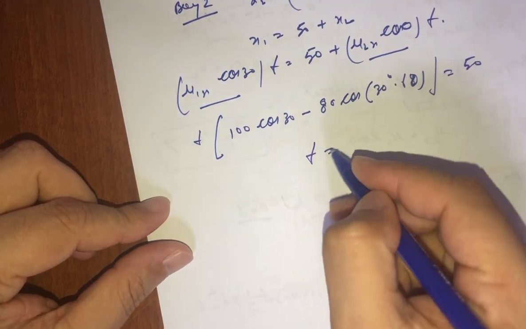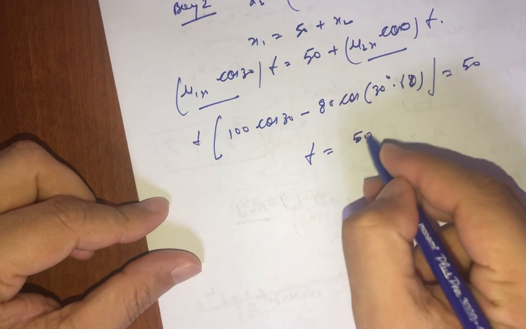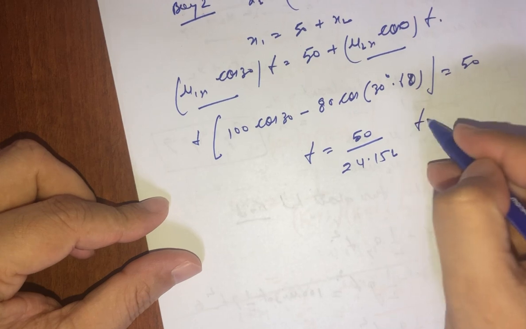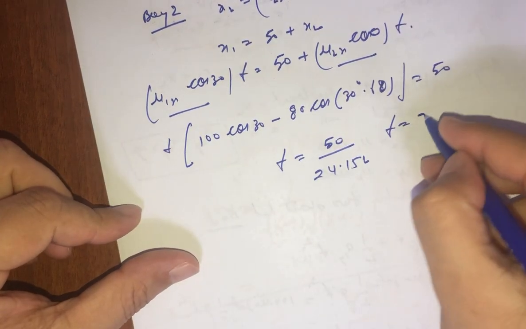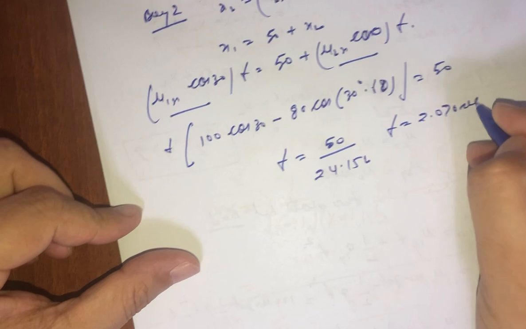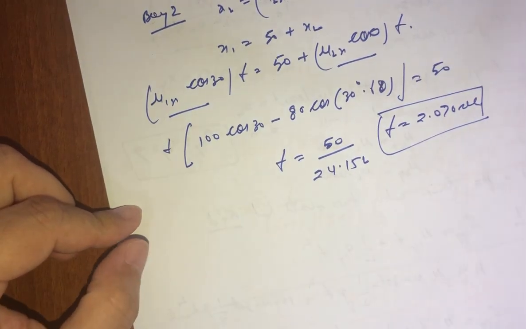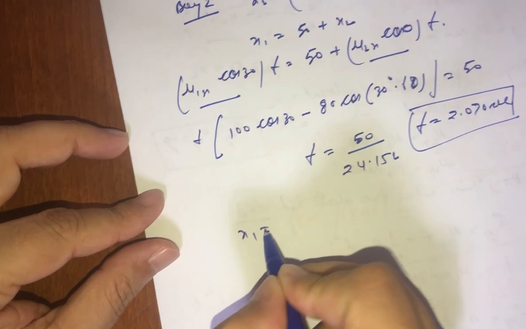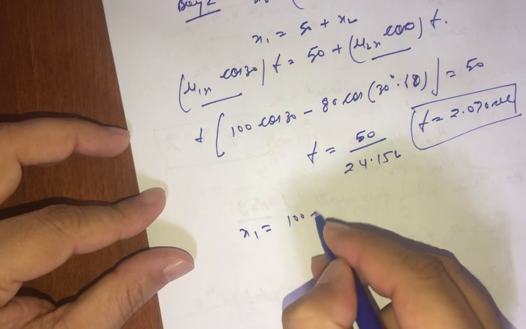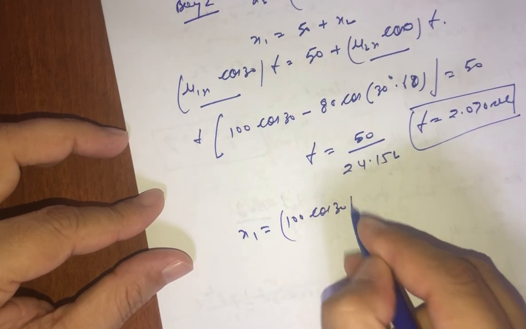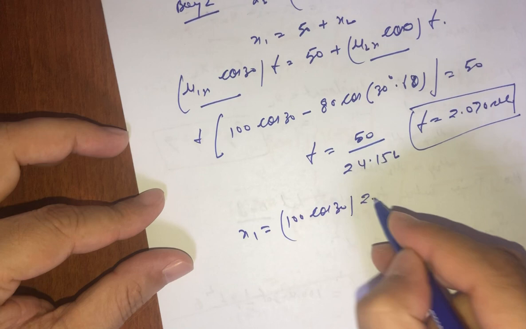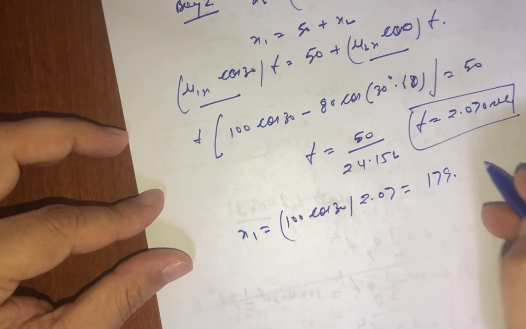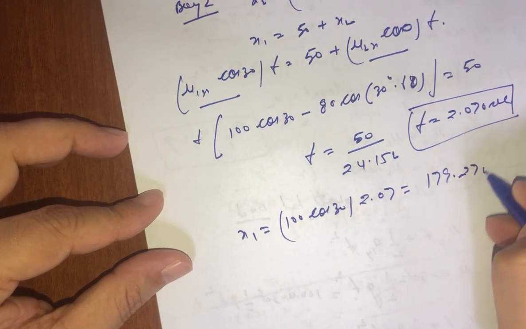From here we can find out t, that is equal to 50 divided by 24.152, so t will be coming as 2.070 seconds. Now we can find out x1. So x1 will be equal to 100 cos of 30 multiplied by time. Time is given by 2.07. This will be coming as 179.27 meters.